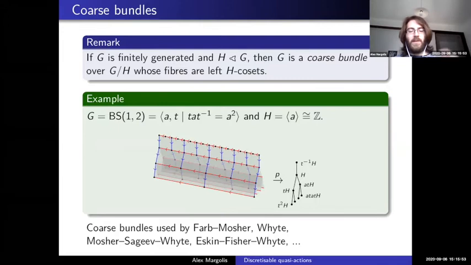And this sort of picture was used either implicitly or explicitly in various quasi-isometric rigidity results, work of Farb-Mosher, Mosher-Sageev-Whyte, and Eskin-Fisher-Whyte.